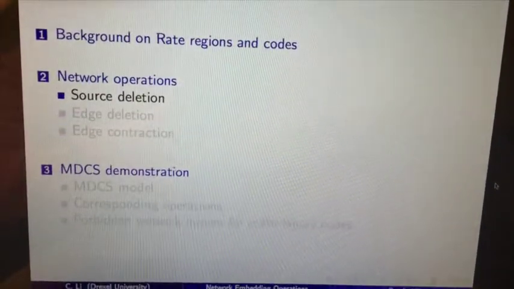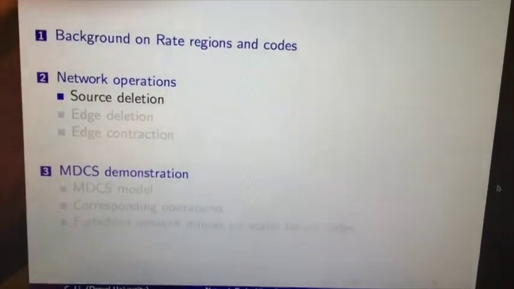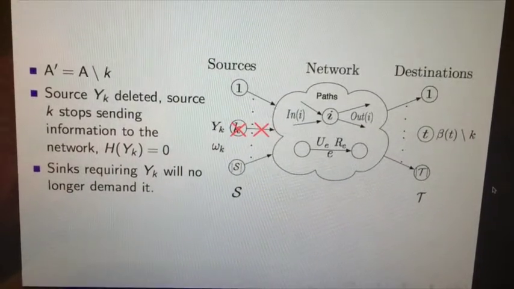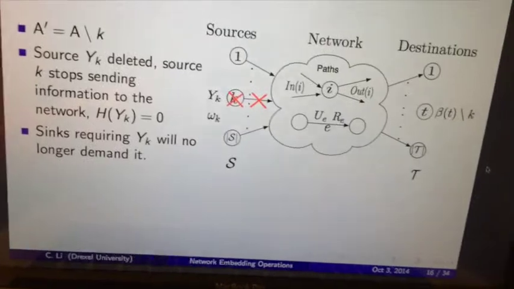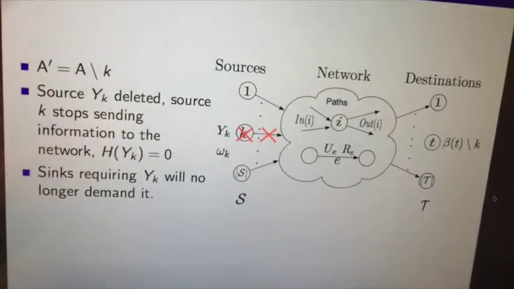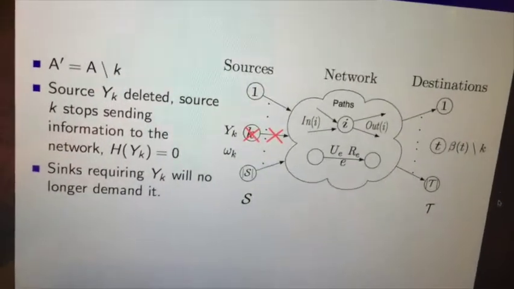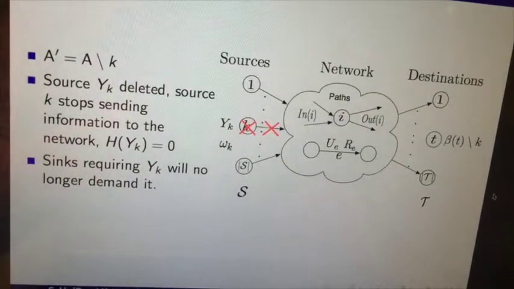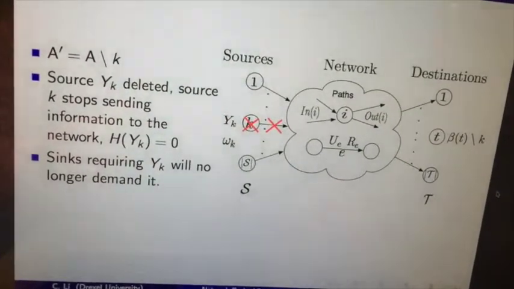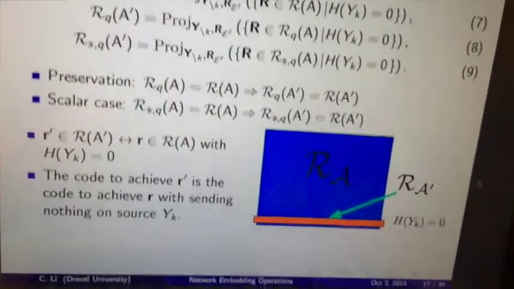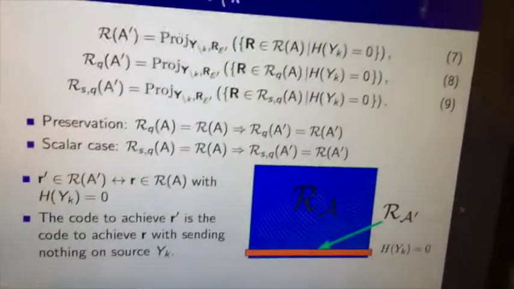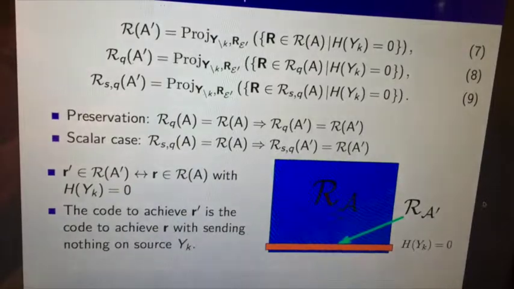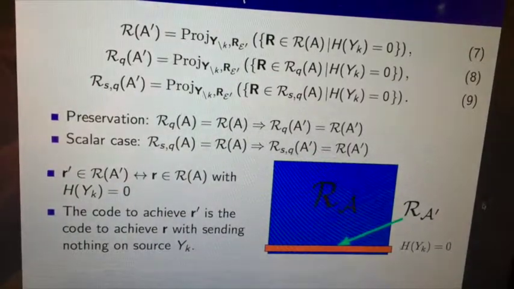Next I will show the network operations. The first one is called source deletion, and it is pretty simple. When the source K in A is deleted to get A prime, the source stops sending information to the network, which is equivalent to saying H(Y_K) equals 0. Of course, the sinks that require K will no longer demand it after the deletion of K. Then we have the relationship between the rate regions of A and A prime: the rate region of the embedded network A prime is the rate region of A intersected with H(Y_K) equals 0, as shown in the picture.